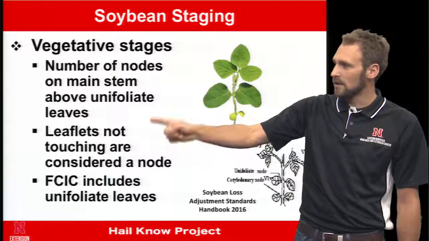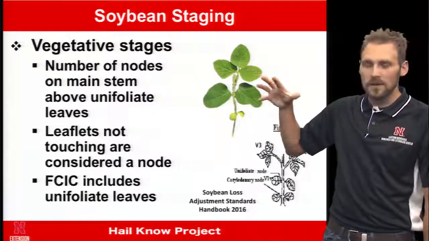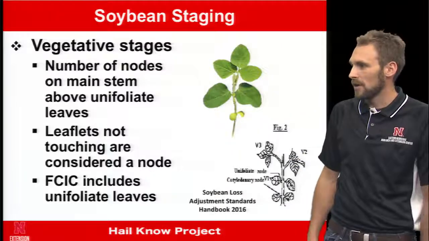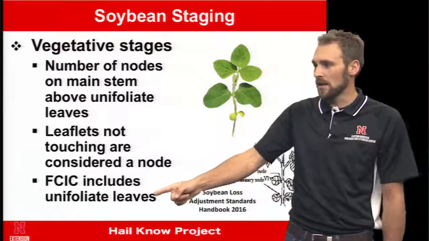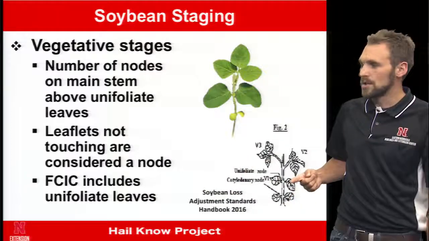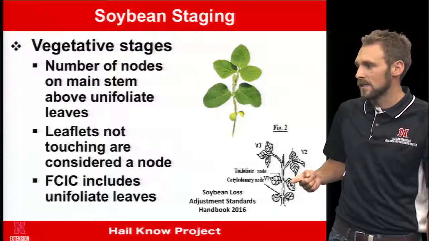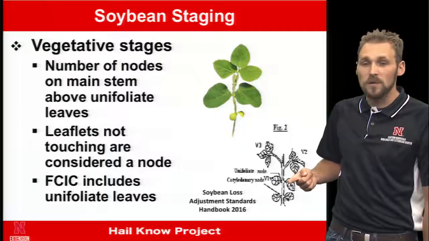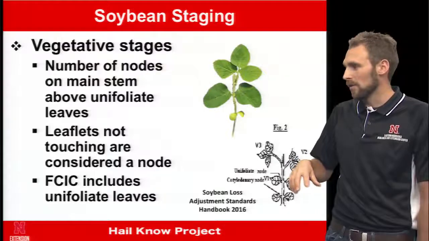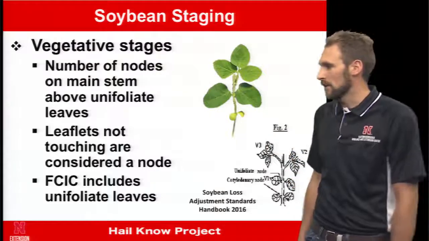Leaflets that are not touching, like in the case of these up here, they're not touching together, so that's considered a node for counts. And then FCIC, unlike what we use at a lot of the universities, includes this unifoliate. Typically we call that VC. They will call that V1. So if you're looking at their charts, you'll need to back up one number if you're staging in the way that we typically stage.